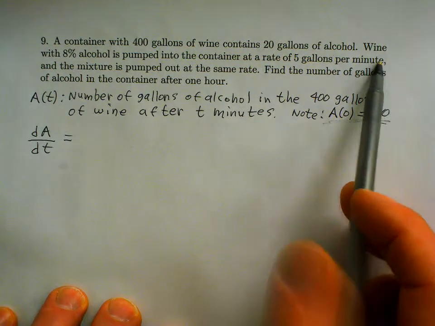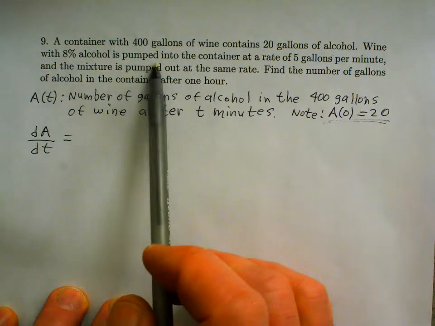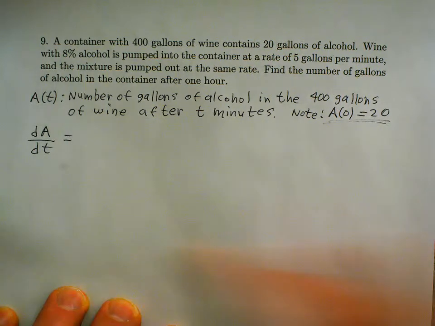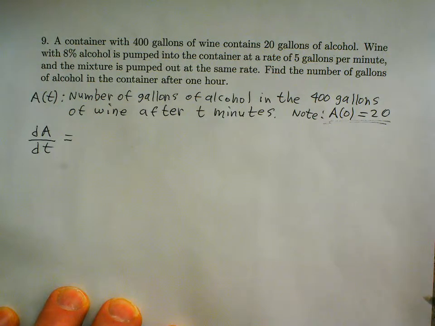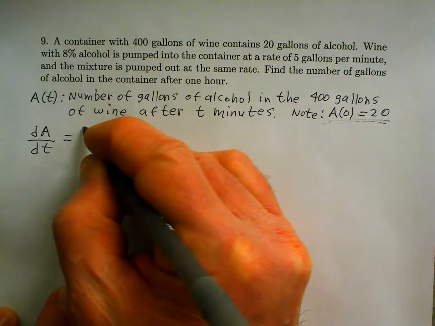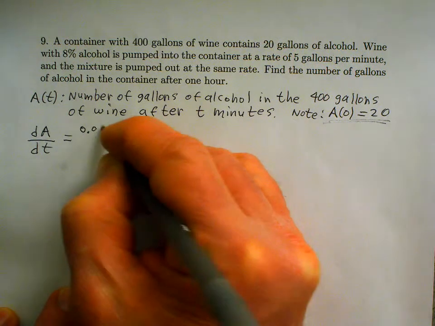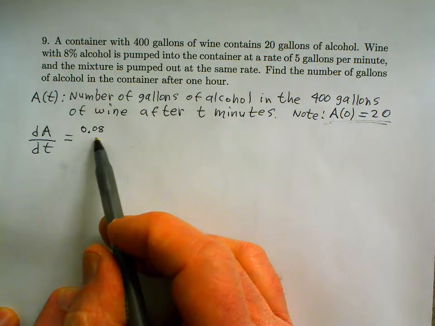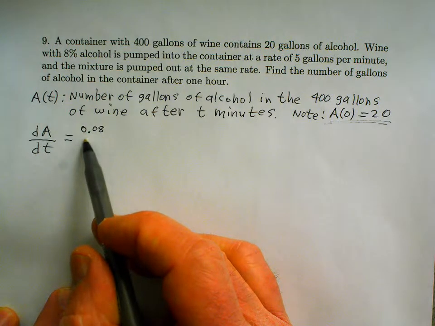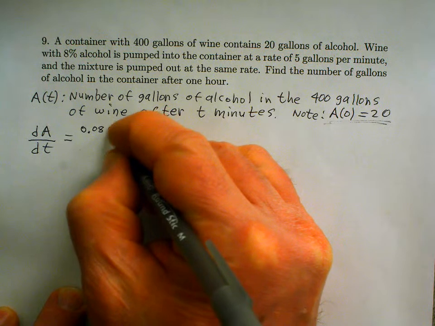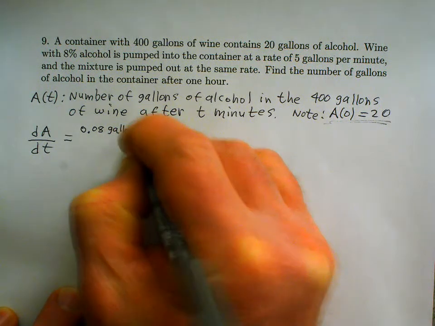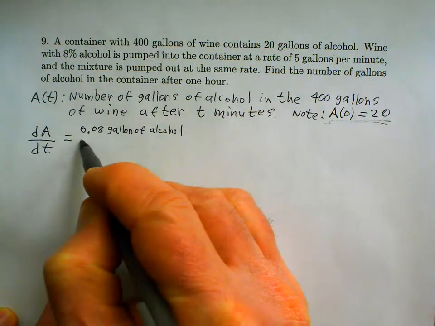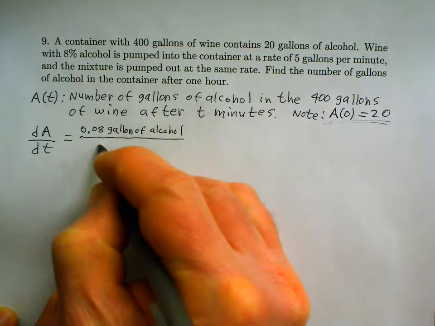Okay, so if wine is being pumped into the container and it has 8% alcohol, then the amount of alcohol in 1 gallon of wine is 0.08. So in this first line, I'll put some detailed units in. So we're going to have 0.08 of a gallon of alcohol per 1 gallon of wine.